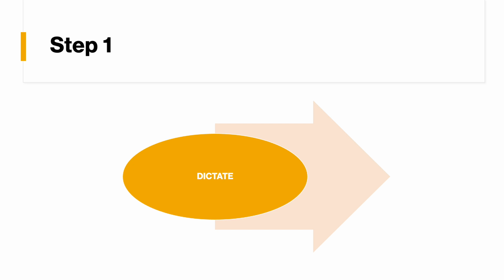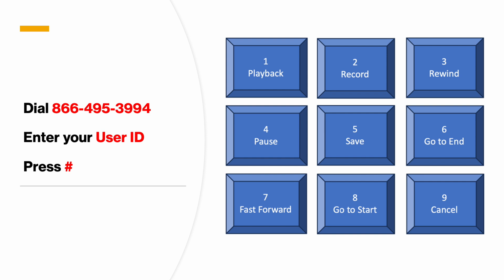Let's begin with step 1, dictate. Using any telephone, dial 866-495-3994. Enter your user ID number and press the pound sign.